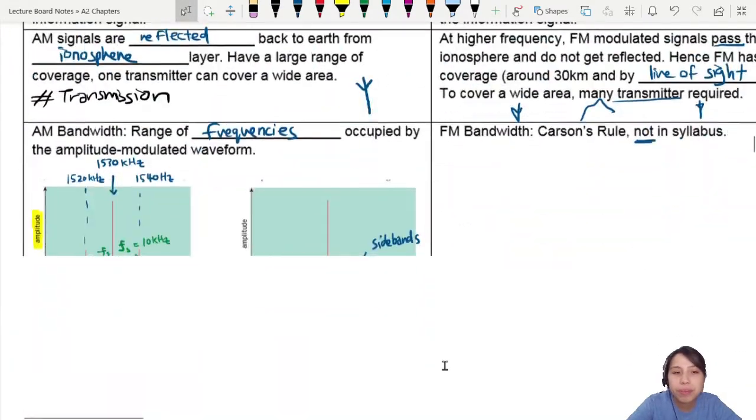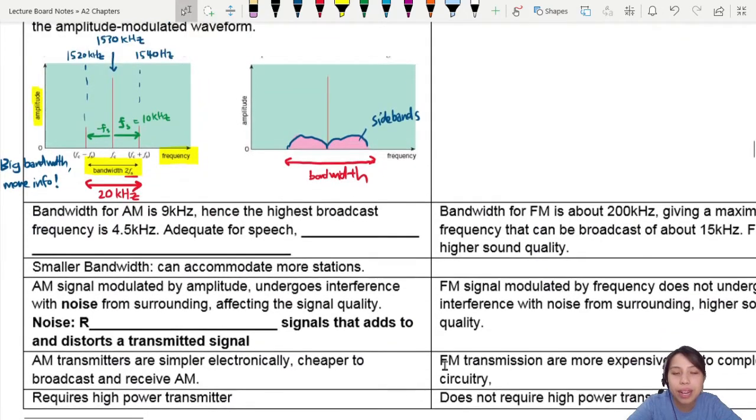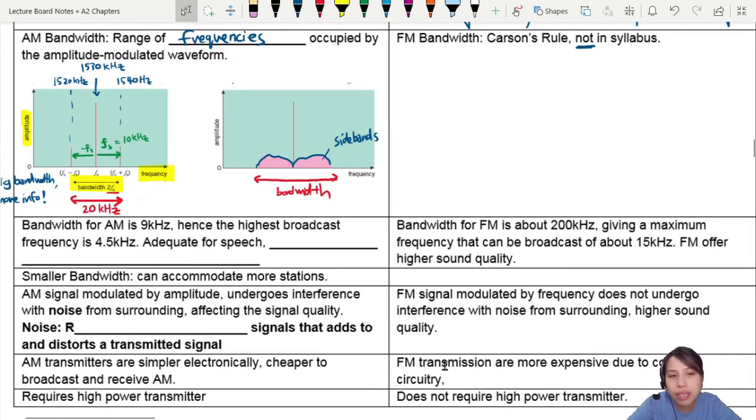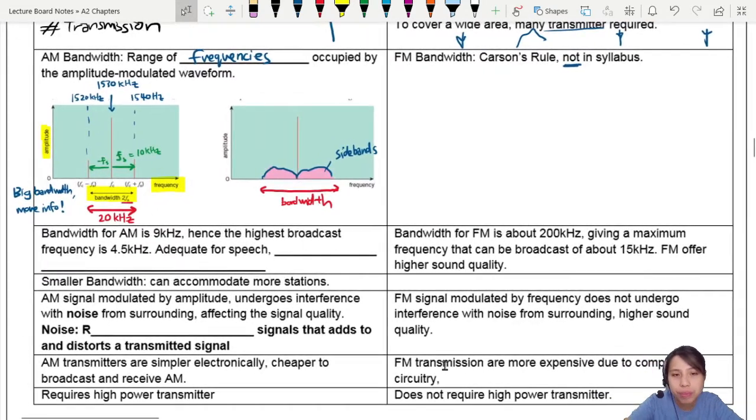Okay, transmission. What else can we compare here? Bandwidth. Yes, we talk about bandwidth. So the bandwidth of AM is 9 kilohertz. Very narrow. And we learned earlier that half of the bandwidth is your broadcast frequency, how much you can send as your signal. So half of 9 is 4.5. So it's okay for speech. You hear my voice a bit distorted, but it's okay. But maybe for things like music, not so okay, because it lacks quality. There is a lack of quality because the bandwidth is quite small.